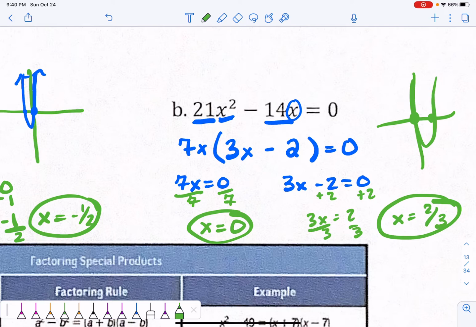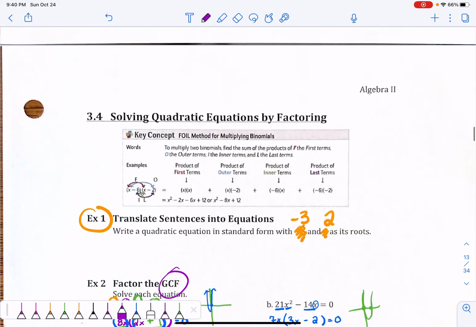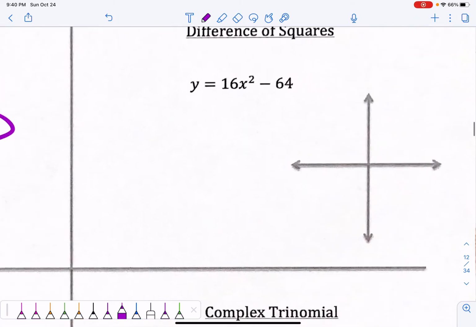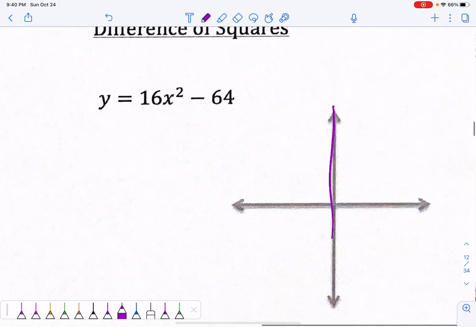All right, if I'm going too fast as I'm going through these, please feel free to pause, rewind, rewatch, whatever you need to do, okay? All right, so that was the greatest common factor method. We're going to go back up to our 4 boxes here, and let's go to the next method, which is the difference of squares method, okay? And this one, they do have a graph for me to draw. So after we found our solution, we're going to plot those and see what we get, okay?